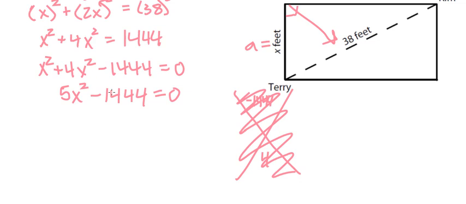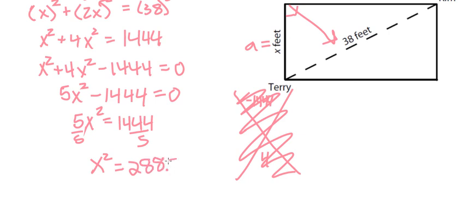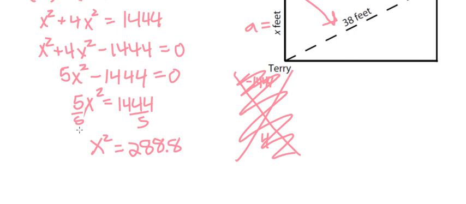So we're going to try to solve this one using perfect squares. So we're going to move this back over to the other side. So we have 5x squared is equal to positive 1,444. Then we're going to divide by 5 here. So we're going to have that x squared is equal to 288 and 8/10.